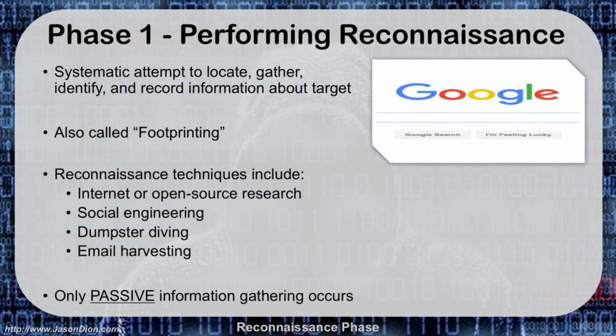This is our systematic attempt to locate, gather, identify, and record information about our target. This is also known as footprinting, and this is a passive collection technique. We'll do things like using open source research and internet searches like Google. We'll use social engineering, dumpster diving, and email harvesting to collect as much information as we can about the organization before we start targeting the organization for an actual exploit.